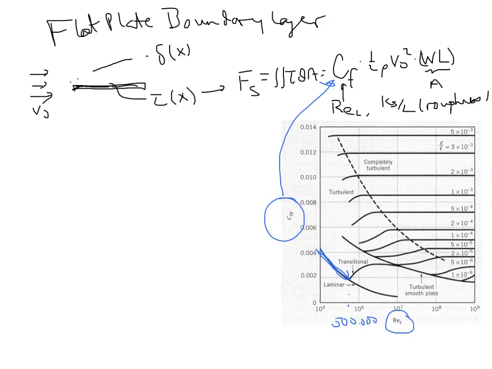It then undergoes a transition to turbulence following this curve, and eventually asymptotes to this line as if it was a fully turbulent plate. Now that's a smooth plate. Notice that as we consider rough plates, the drag coefficient increases and becomes strongly a function of roughness and less a function of Reynolds number.